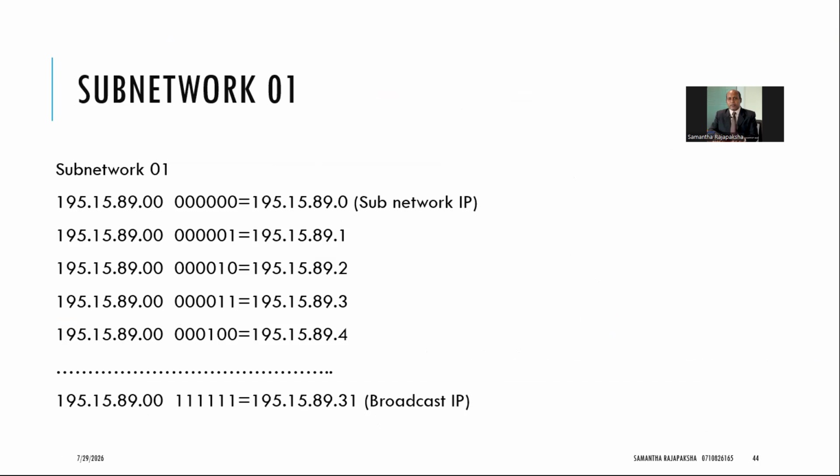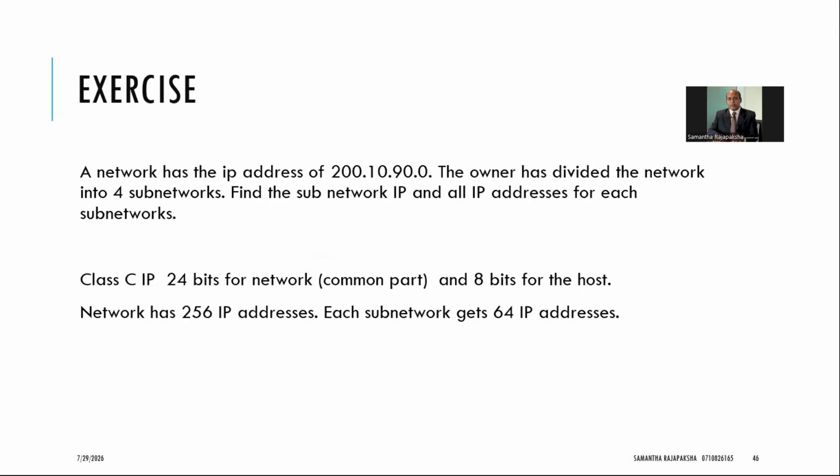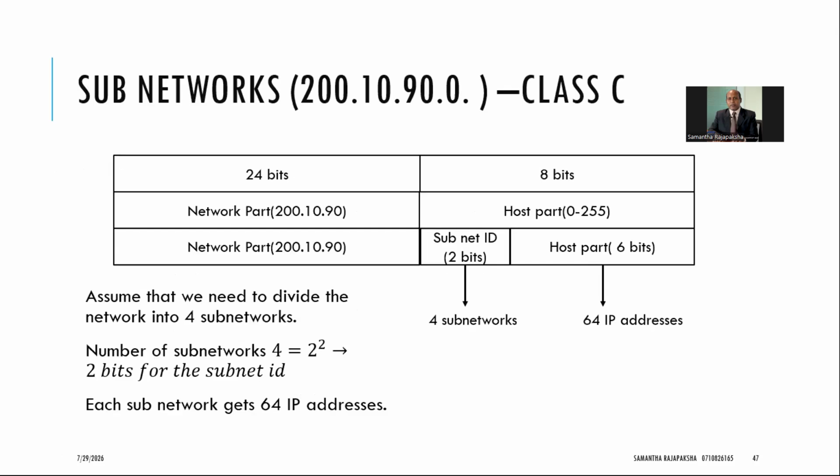In that case, the first network will get from 0 to 31 because there are 32 IPs. Because we divide the network into 8, 256 divided by 8 is 32. Each network is 32. Then 0 to 31 for the first subnetwork, and 32 to 63 for the second. The first one is the subnet IP, and the last one is the broadcast IP for the given subnetwork. So like this, you can make the calculations. If you are given this, you can easily calculate it.